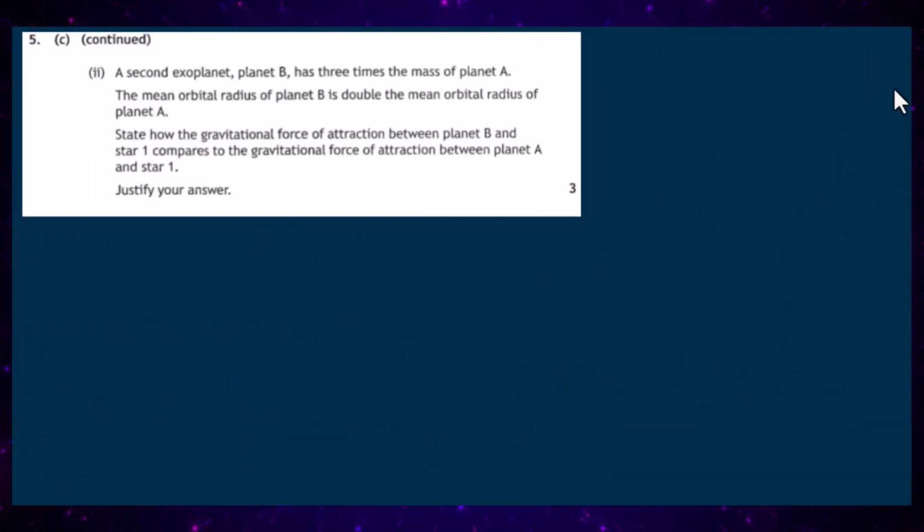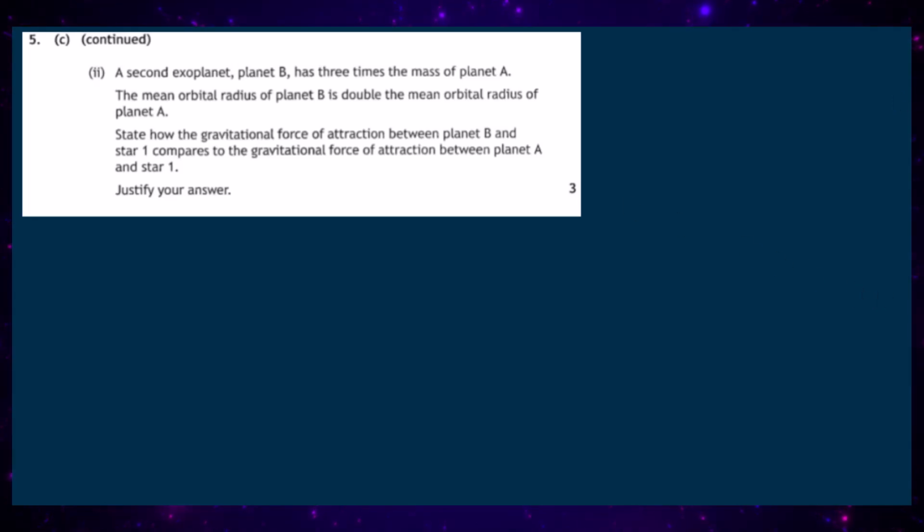Question 5c continued, part 2. A second exoplanet, planet B, has 3 times the mass of planet A. The mean orbital radius of planet B is double the mean orbital radius of planet A. State how the gravitational force of attraction between planet B and star 1 compares to the gravitational force of attraction between planet A and star 1.